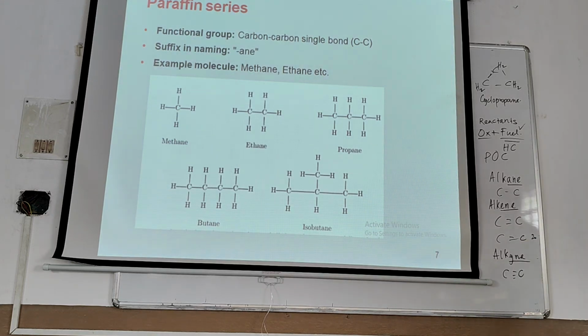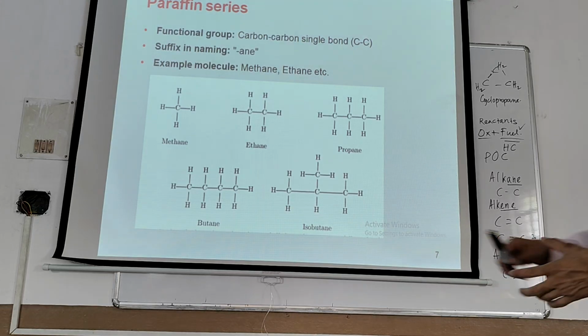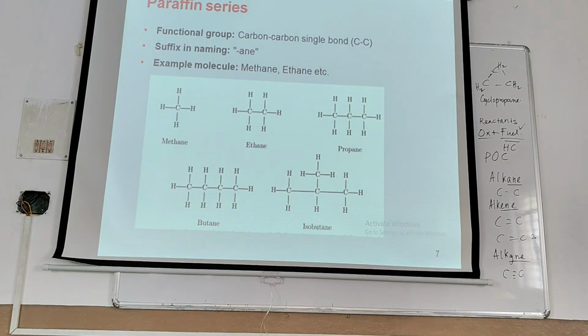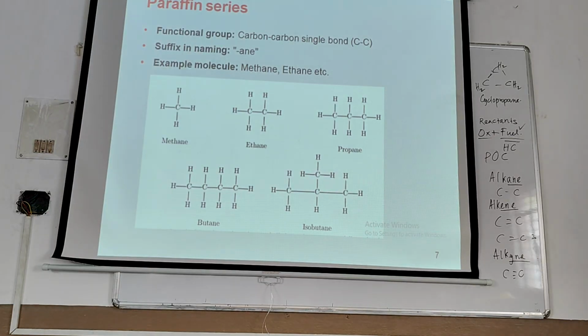Next we have the fuels, the paraffin series. So methane, ethane, propane, butane, isobutane, these are the different paraffin series, that is alkane. So methane, ethane, this is the first one, then this one. This is the suffix which is used for the general name. A carbon-carbon single bond is there, right, this is the saturated one.